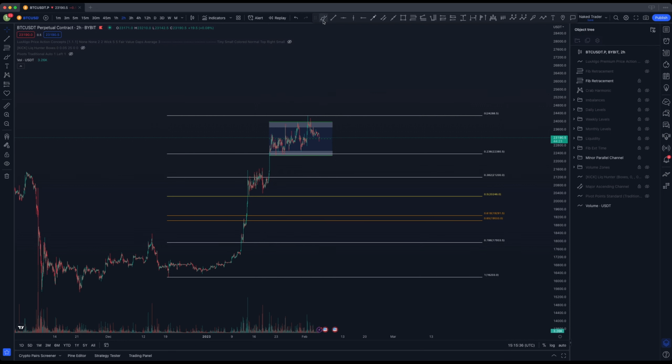And again, in terms of the pattern, it would be a nice head and shoulders to start. So keep your eyes peeled on that.